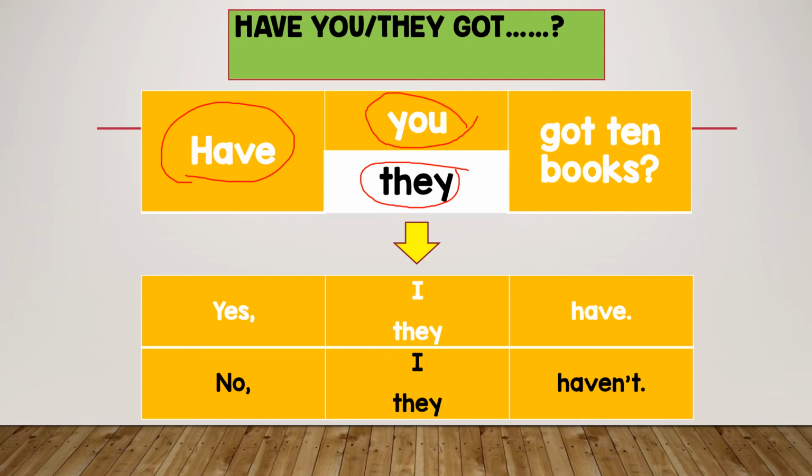The answer can be yes I have. If the answer is no, no I haven't. And if you ask, have they got 10 books, the answer can be yes they have. If the answer is no, no, they haven't.